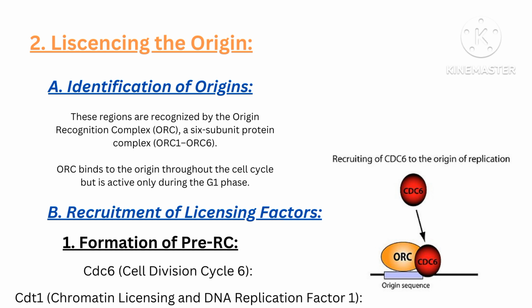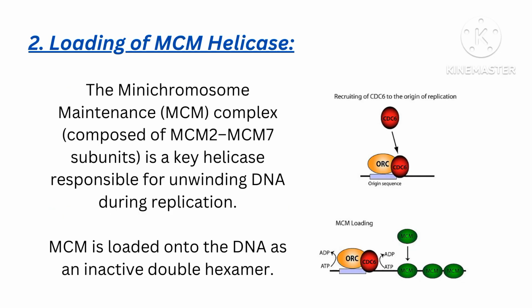B. Recruitment of licensing factors. Its steps include 1. Formation of pre-replication complex. The ORC recruits additional proteins to form the pre-RC. During the G1 phase, the pre-RC is assembled at origins of replication. Key factors include CDC6, cell division cycle 6, which binds to ORC and helps recruit MCM helicase. CDT1, chromatin licensing and DNA replication factor 1, loads the MCM helicase onto DNA.